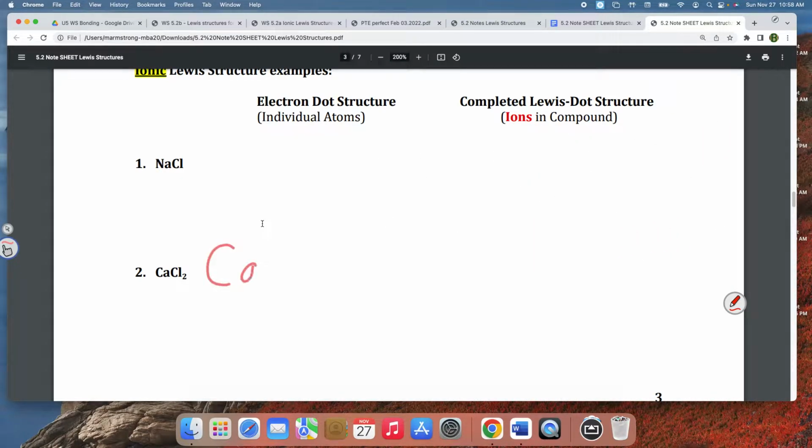Let's go on to calcium chloride, CaCl2. So we will draw Ca. Ca is in group 2, so it has 2 valence electrons. Then Cl is in group 7 again, and it has 7 valence electrons. And there's 2 of them.